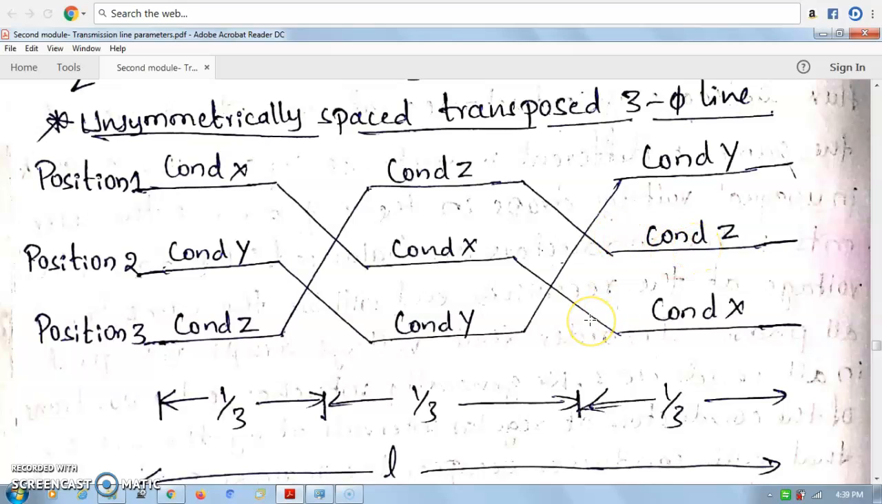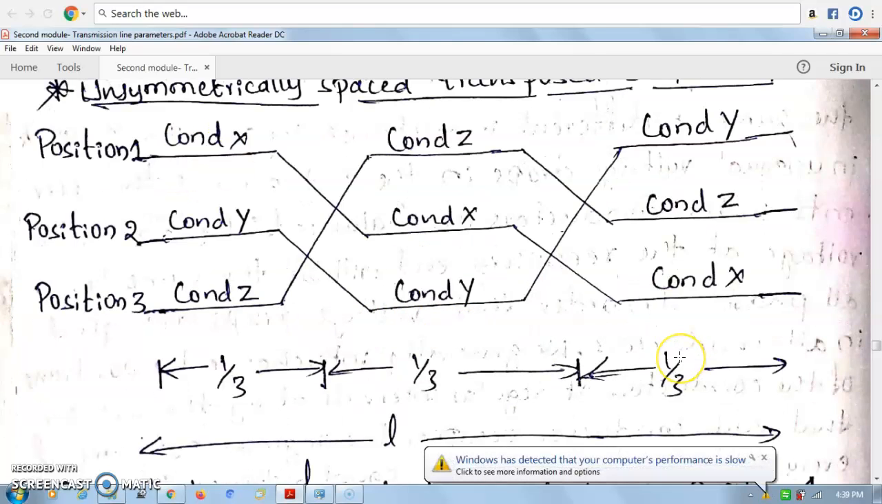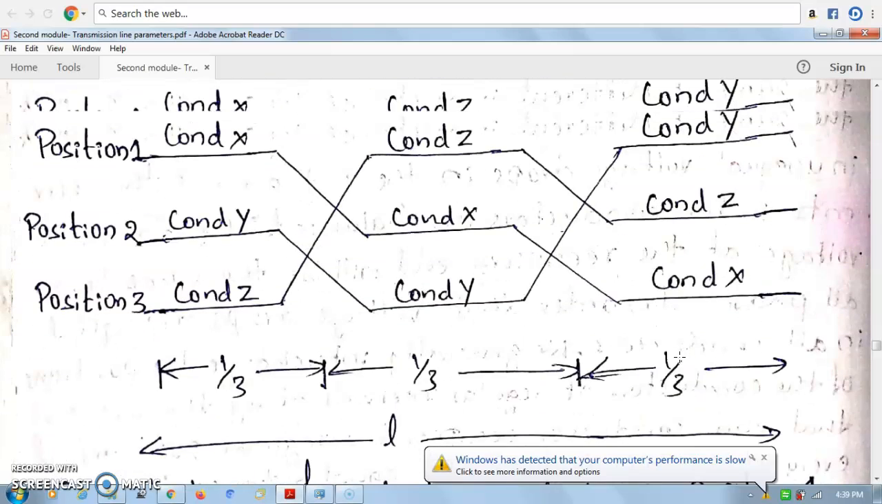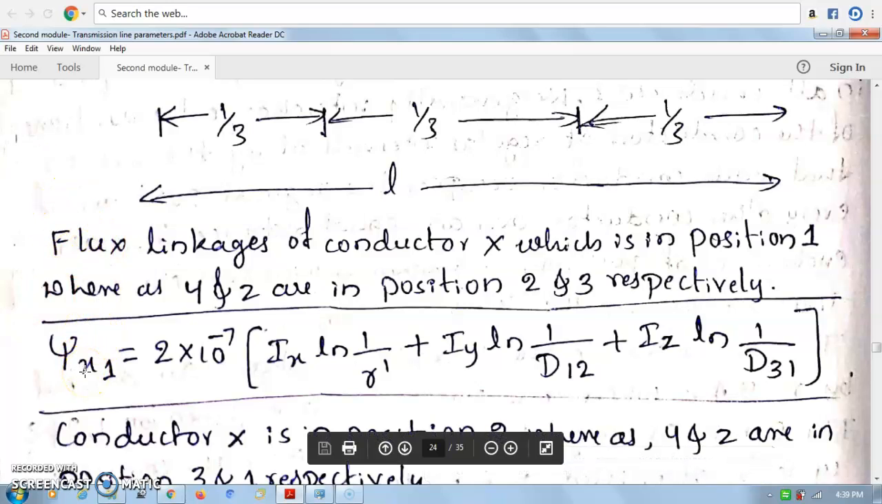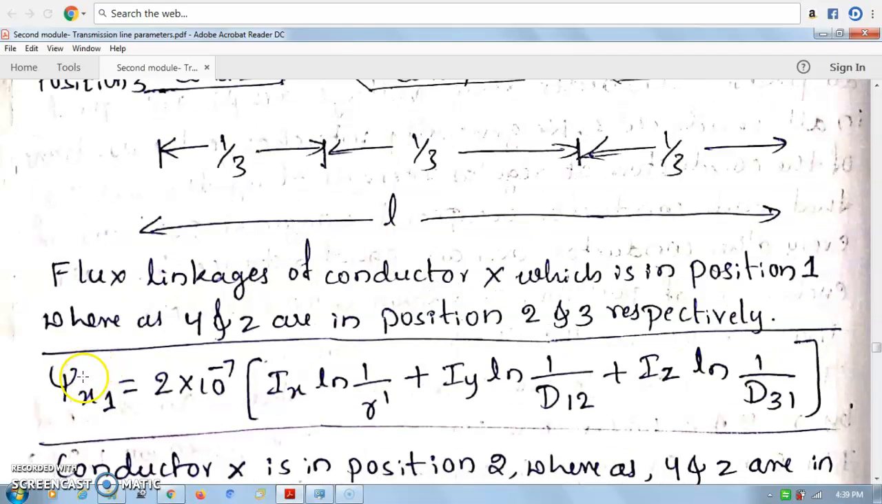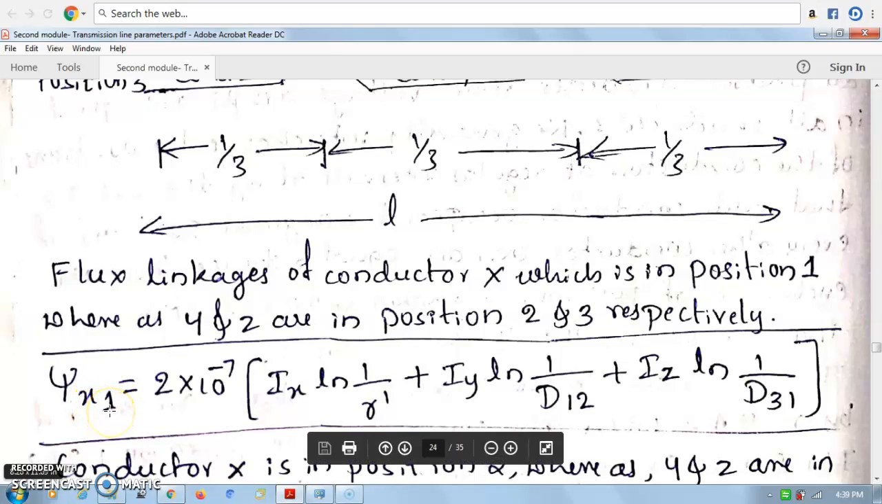So we have to consider first the x conductor which is placed at the first position. First, we have to write the equation for the first position conductor flux. Next, go for the second position, and next the third position. Already you know the formula for the flux linkage. The x conductor is at the first position, the y conductor is at the second position, the z conductor is at the third position.